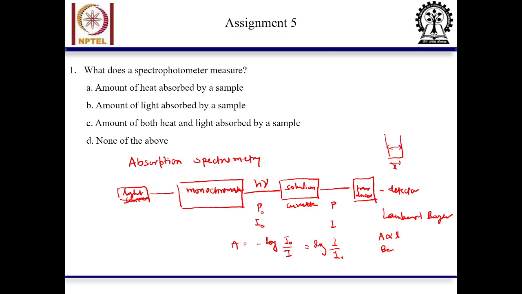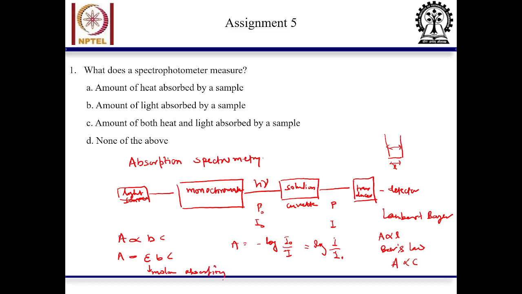And the second one is Beer's law. Beer's law said that the absorbance, which is the log of I by I0, is proportional to your concentration. So if we combine, absorbance is proportional to b and c. Once we remove the proportional sign, we get a proportionality constant, which is epsilon b c. This is called molar absorptivity or molar extinction coefficient.